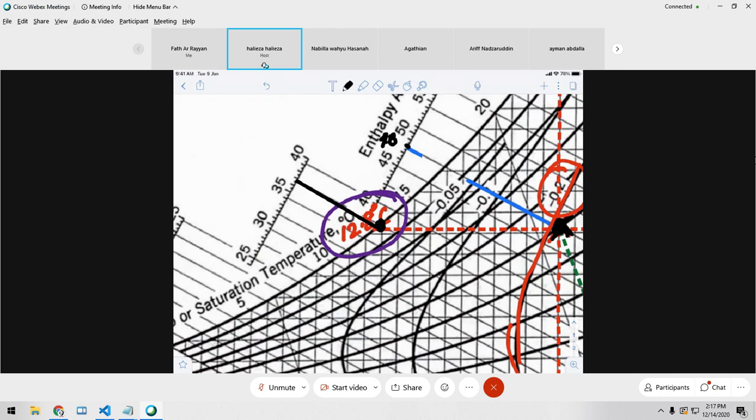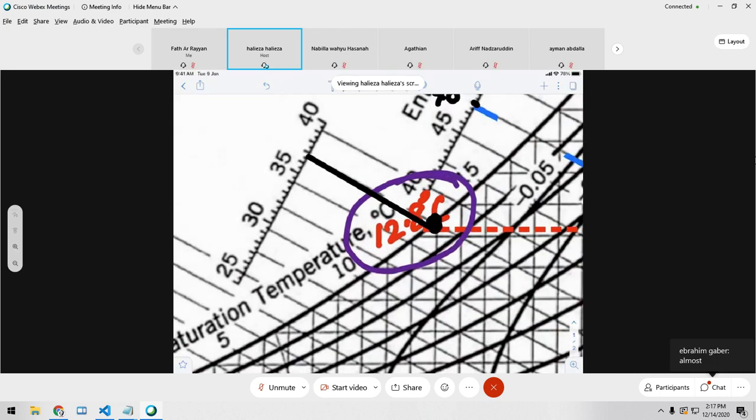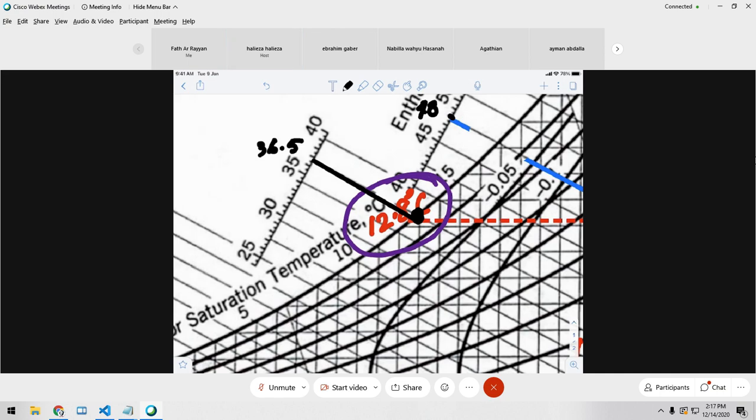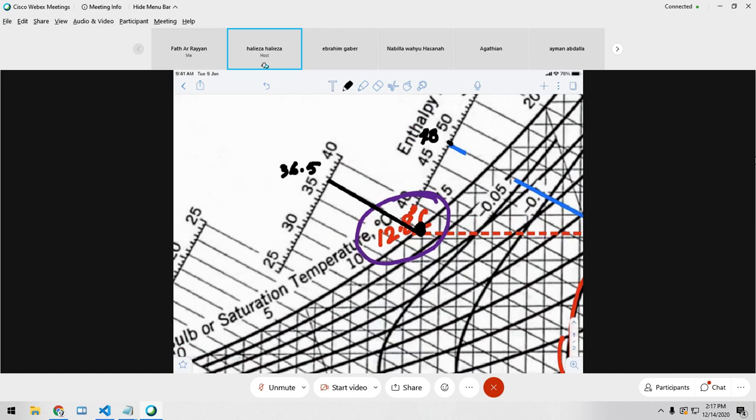36.5, something like that. Is it 36.5, guys? Is it 36.5? Or is it 37? Guys, I hope we are okay now. 36.5. Sorry, Ibrahim. 36.5, thank you. Okay. It's still lagging, is it? Okay, so we make do with what we have.